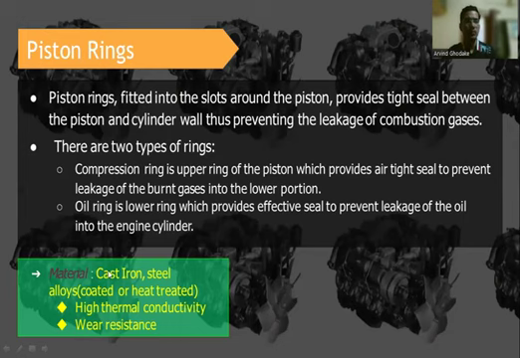Then the materials used for the piston rings are cast iron and steel alloy, coated or heat treated. They have high thermal conductivity and good wear resistance. Because of this, cast iron or steel alloy is used for the piston rings.